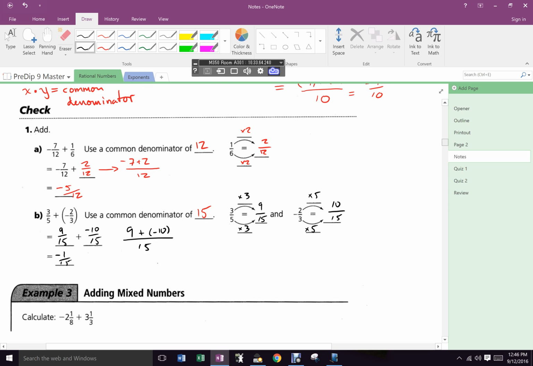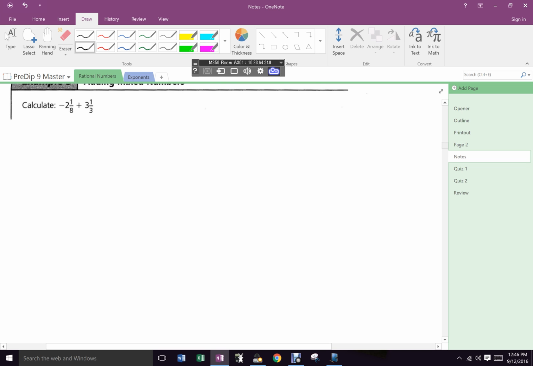How would you guys do that? What would you do? Amsh, I would change it into an improper fraction. How many people would follow his lead and change it into an improper fraction? Everybody's putting their hands up. Is that okay? There's nothing wrong with that, is there? Okay, so since that's what everybody would do, that's what you're not allowed to do. How else could you do this?